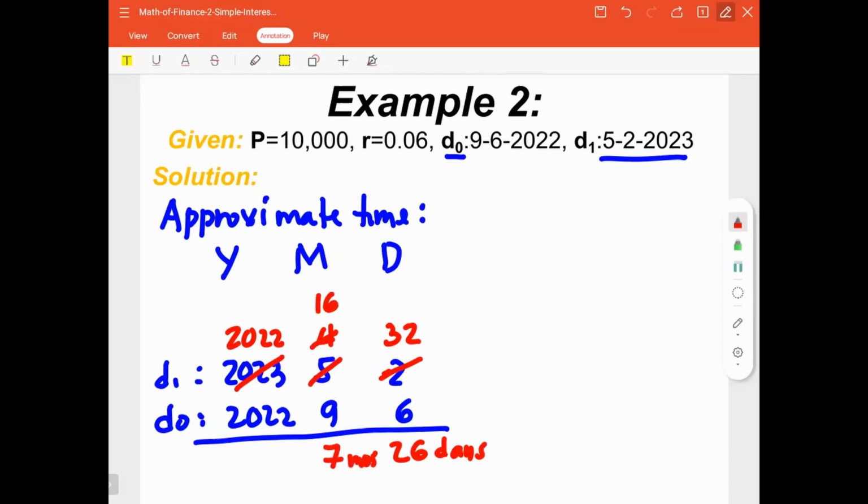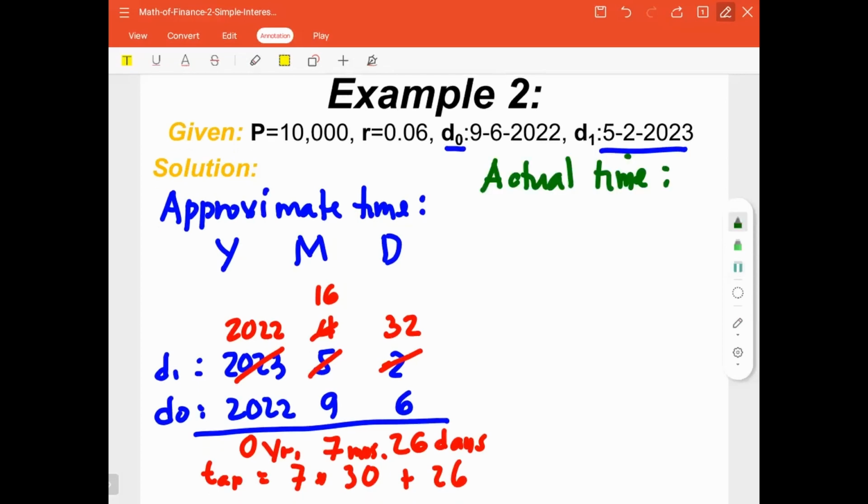Okay. Then for the year, we have 2022 minus 2022. Of course, that will be 0. So that will be 0 year. Okay. So the approximate time now will be what? 7 months times 30 days plus 26 days. And that will be equal to 236 days, right?